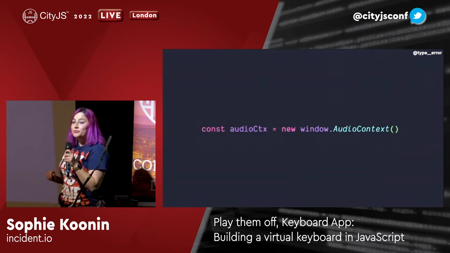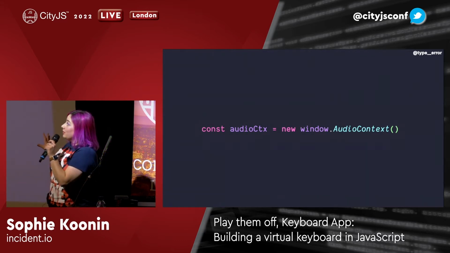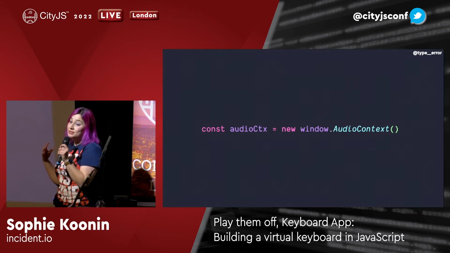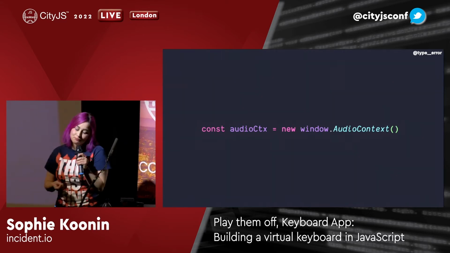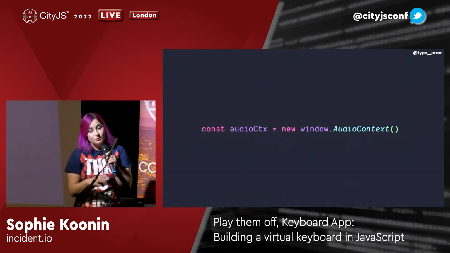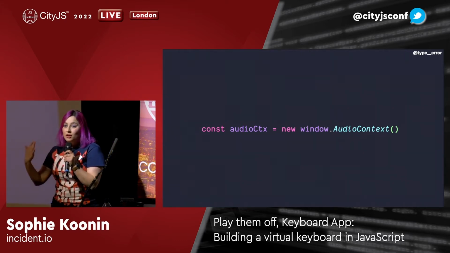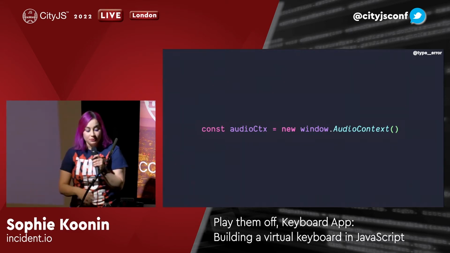So starting out, to actually get access to the Web Audio API, there's an audio context interface that exists on the window object in the browser. It's all native, and we initialize that. For this purpose, we only want one, because if we had more than one, we might end up with lots of things happening at once, which we don't want.